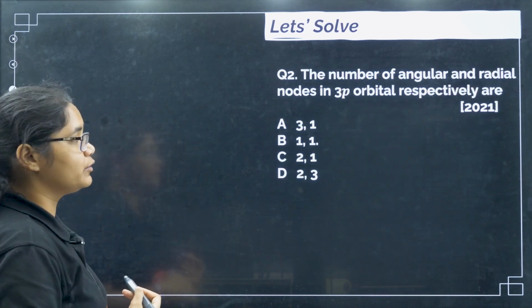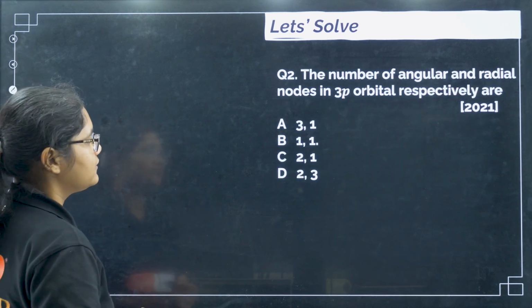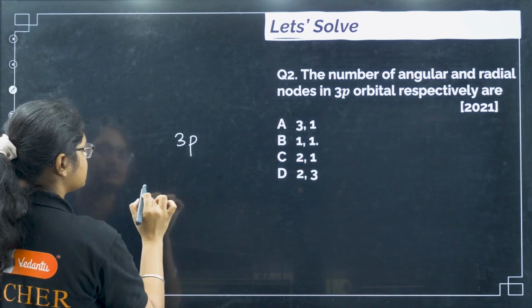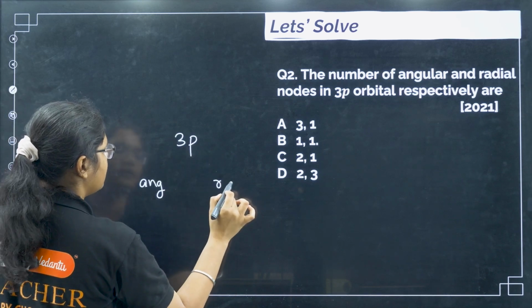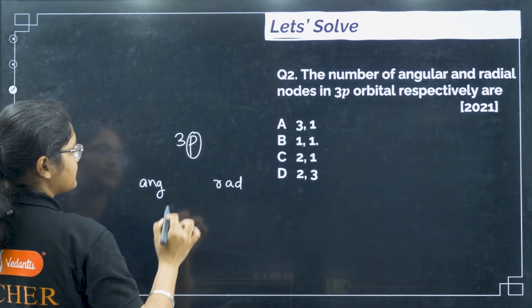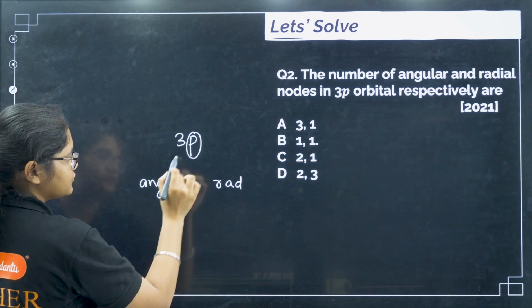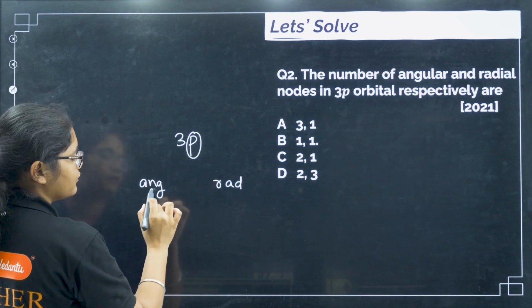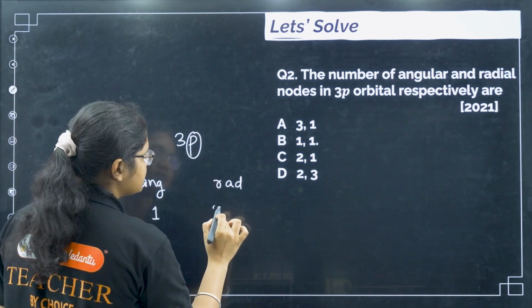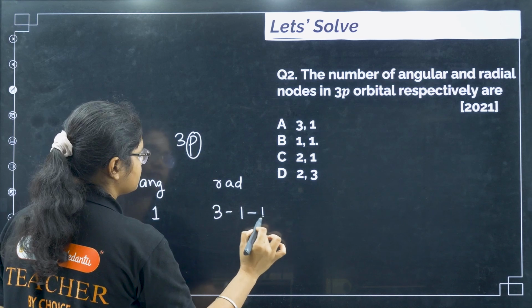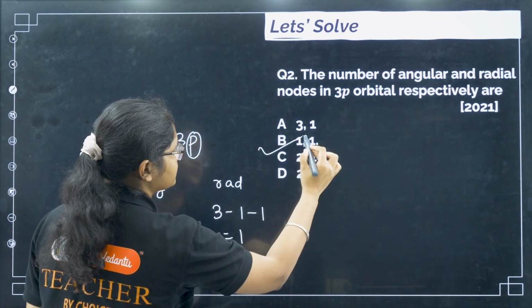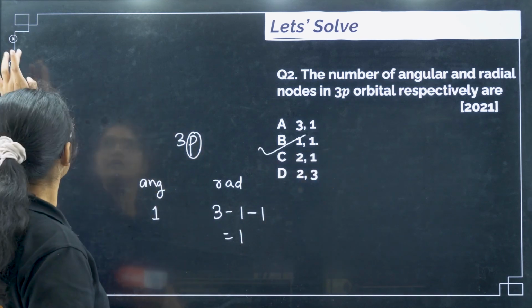Next, the number of angular and radial nodes in the 3p orbital, okay. First I have to find angular and then radial. Angular is nothing but equal to your l value, so here the l value is 1, so angular nodes is 1. Radial nodes is n minus l minus 1, so that is again 1, so option number B here, okay.